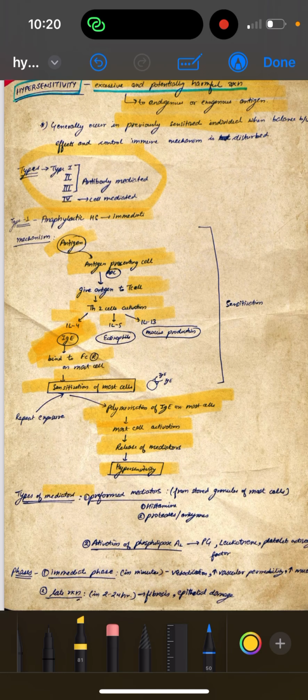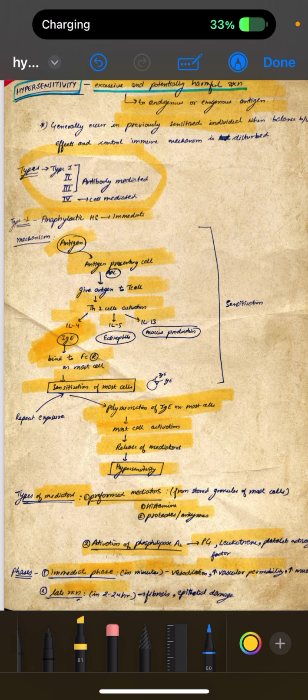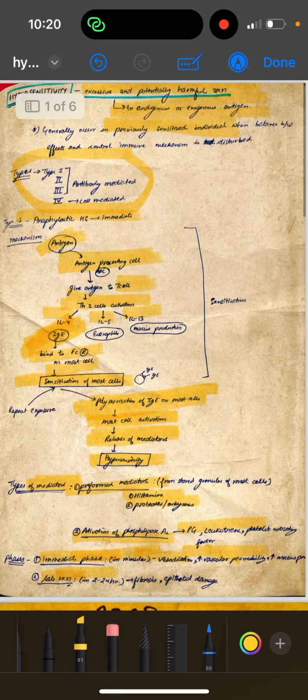Now, what are the mediators released? They are preformed mediators that are already present in the mast cell as granules, that is histamines, proteases or enzymes. Activation of phospholipase A2 can release prostaglandins and leukotrienes, that you have to remember, the mediators of inflammation. It's almost the same as that only. Basically there are two phases, the immediate phase and the late phase. The late phase usually occurs after 2 to 24 hours, and the immediate phase usually occurs in minutes. In the immediate phase, what happens is the same as inflammation: vasodilatation, increased vascular permeability and all those things. And mucus production can also be there.